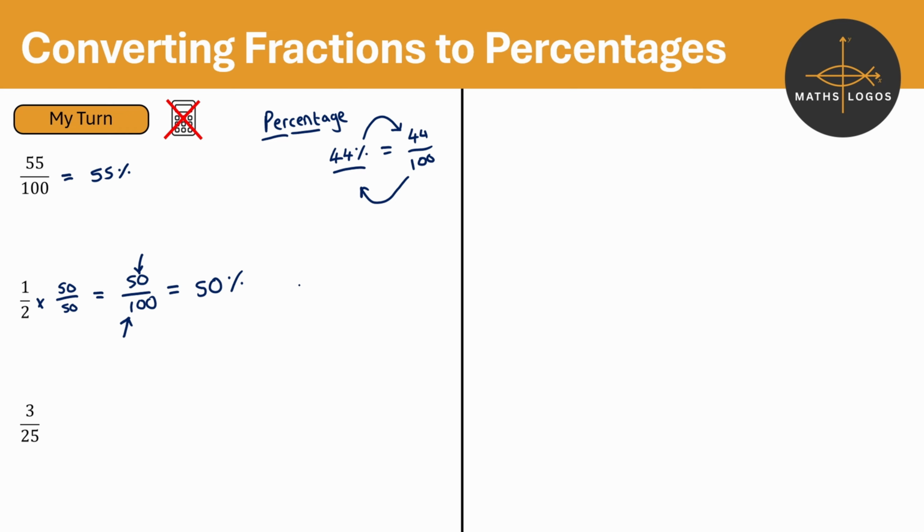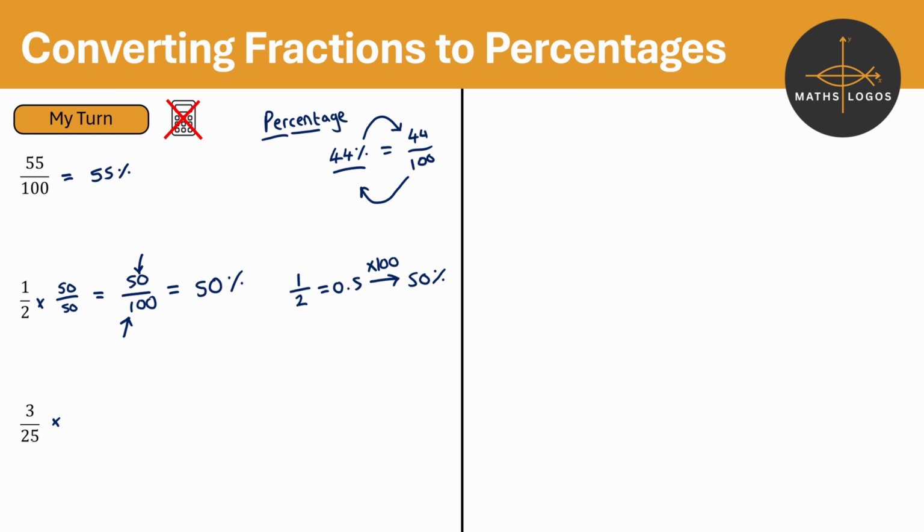Of course, the other way to do this question is to think about a half as being equal to 0.5, and then we can convert from a decimal to a percentage by multiplying by 100, and that would get you to 50% as well.